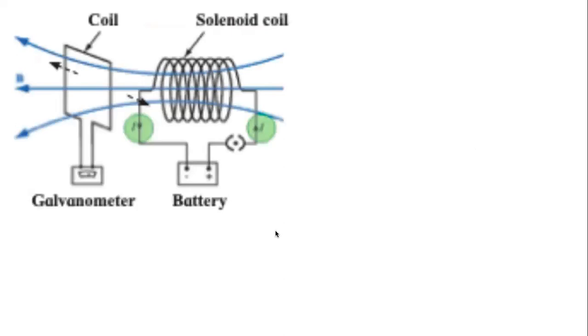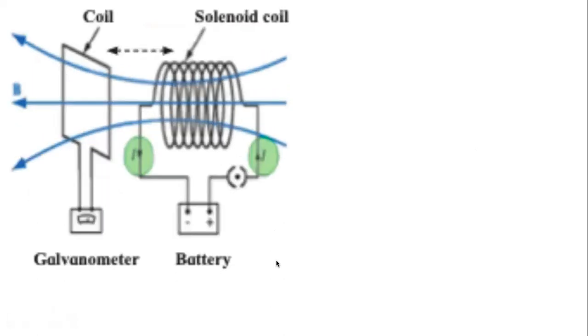We took the same two things. We kept the switch closed. That means current is flowing. And then we moved the coil. When we moved the coil in front of the solenoid coil, current was produced. Also, when we moved the coil or the solenoid nearer to each other and further away from each other, then also current was produced.